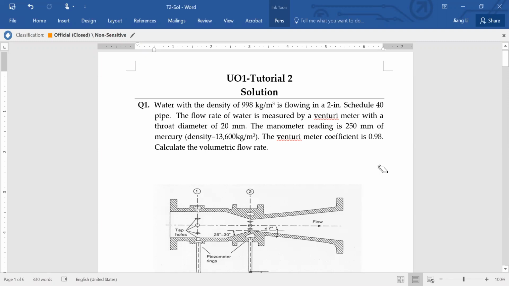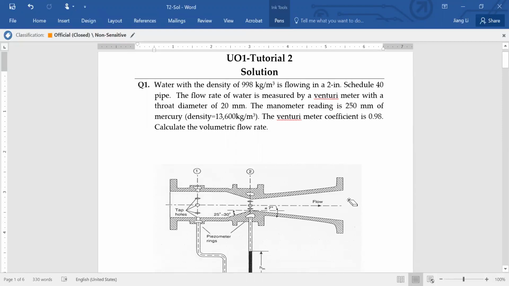In topic 1 lectures, if you have learned by yourself, there are a few types of flow meters used for the measurement of flow rate of fluid flowing inside a pipe. Can you give me some of the names of these flow meters? Pitot tube, venturi meter, orifice meter, rotameter, yes. Okay, so in today's tutorial, we will cover the details on how to calculate for venturi meter and orifice meter.